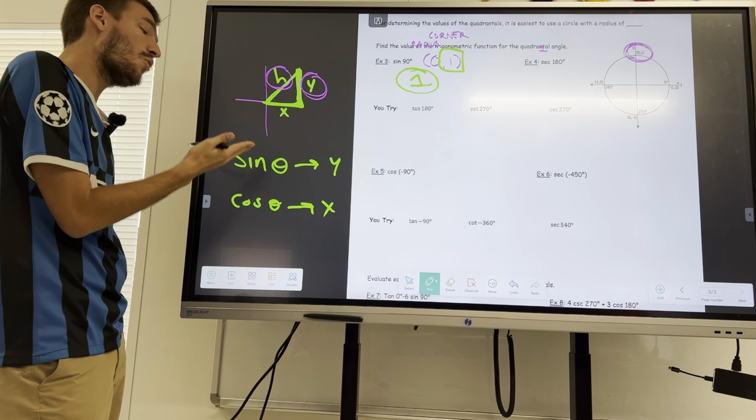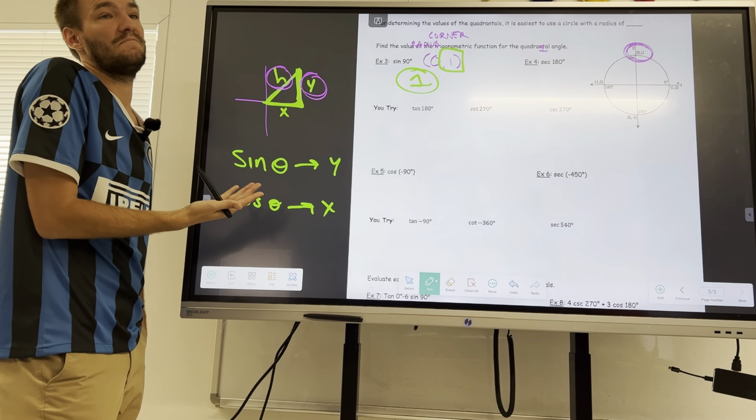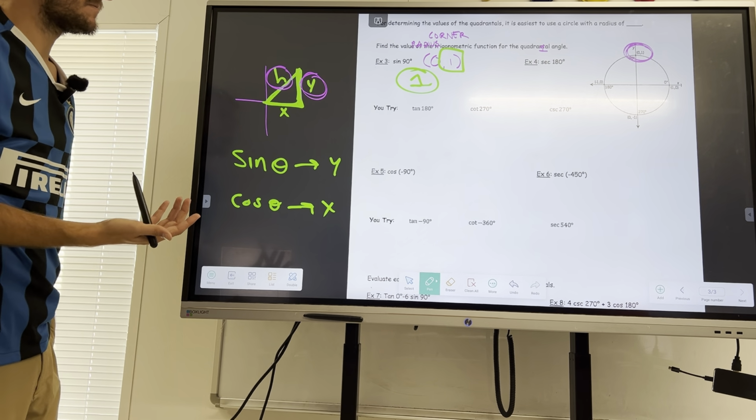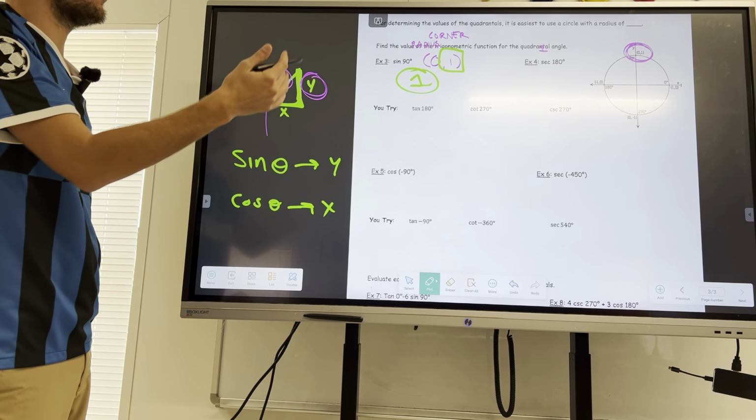If it's a cosine question, it would be the x value. Of course, they haven't asked us for the cosine value.